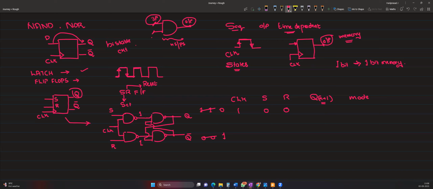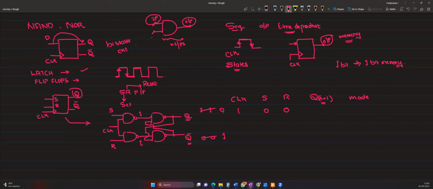Since the inputs are 0, 0, the outputs will be 1, 1 only. So this 1 is fed to here. Since both are 1, 1, my output is going to be 0. And here, since one of the inputs is 0, it will be 1. So whatever the output can be, Q bar, if I feed 0, 0, that output is not going to change. It will be as it is. Do you agree with this?